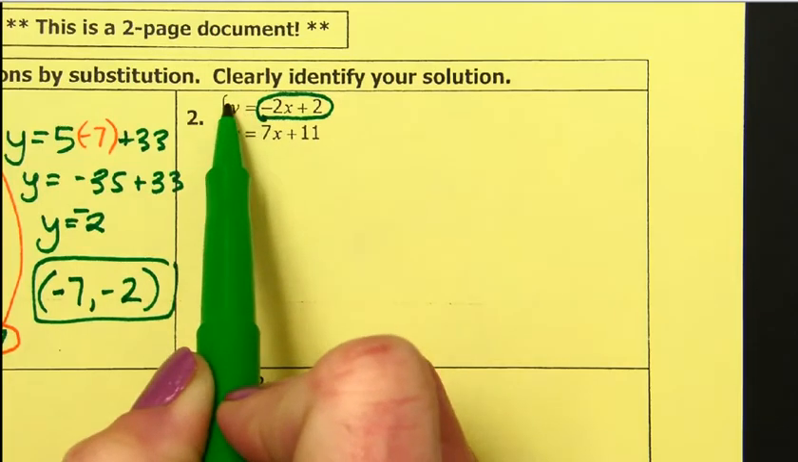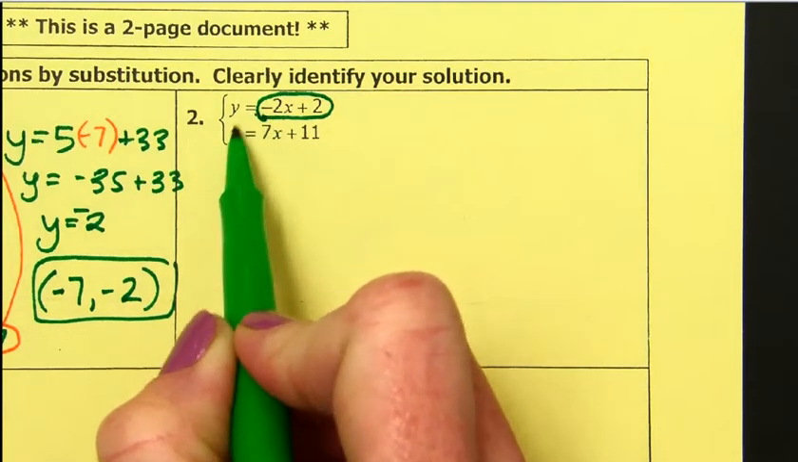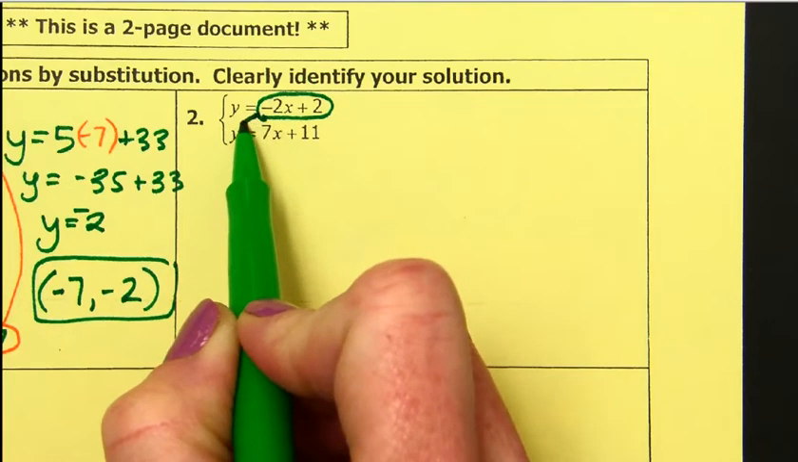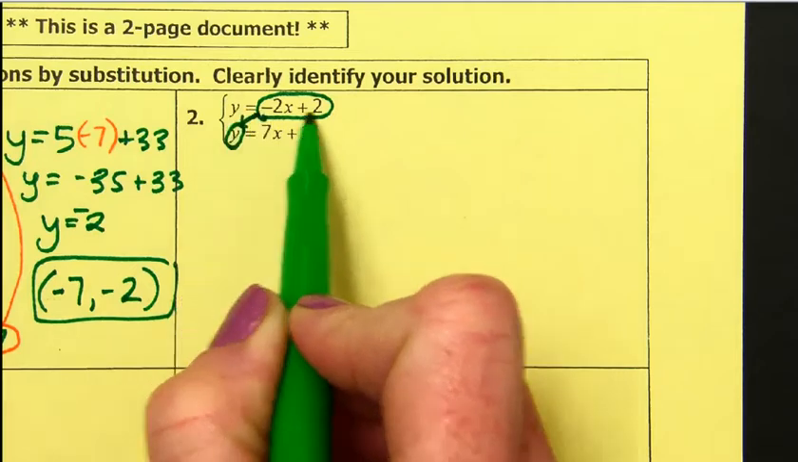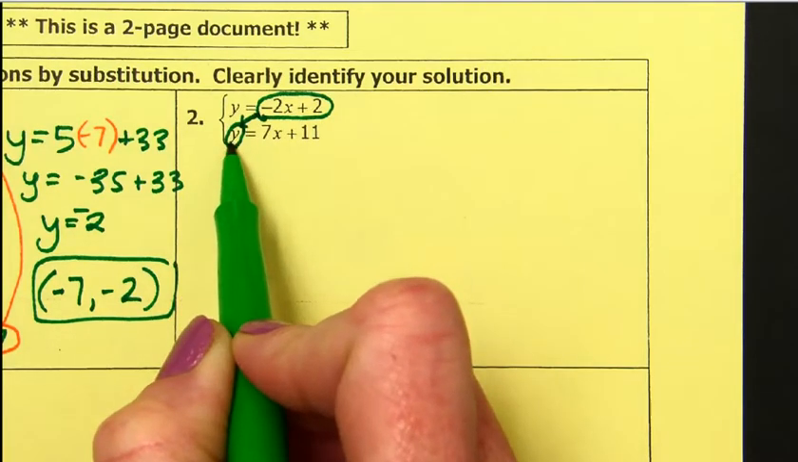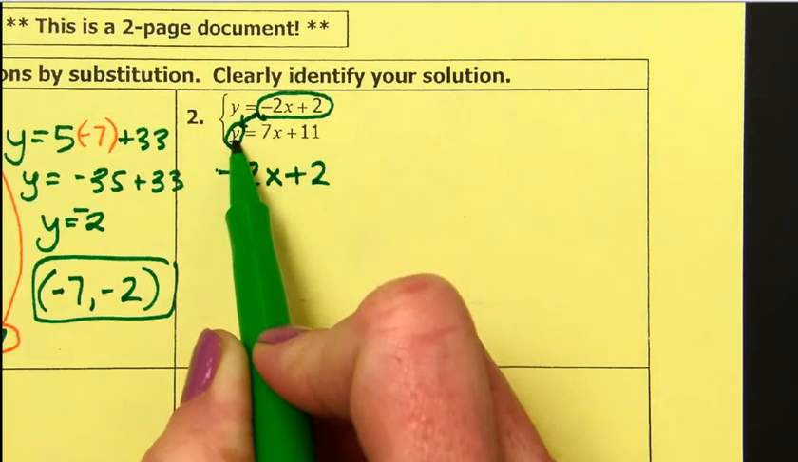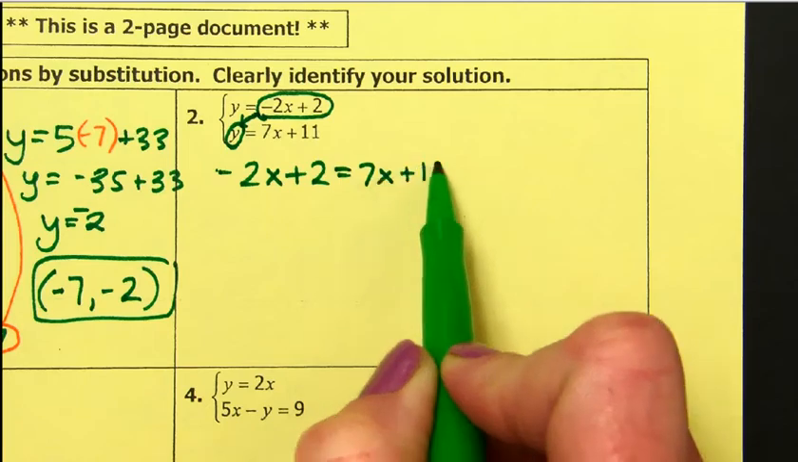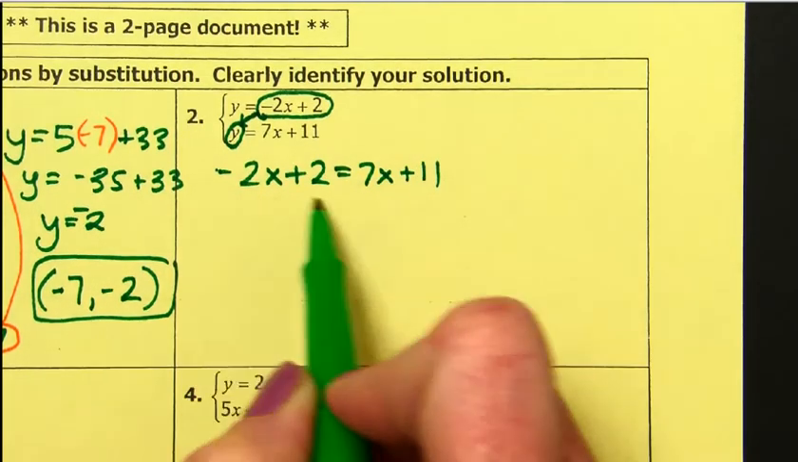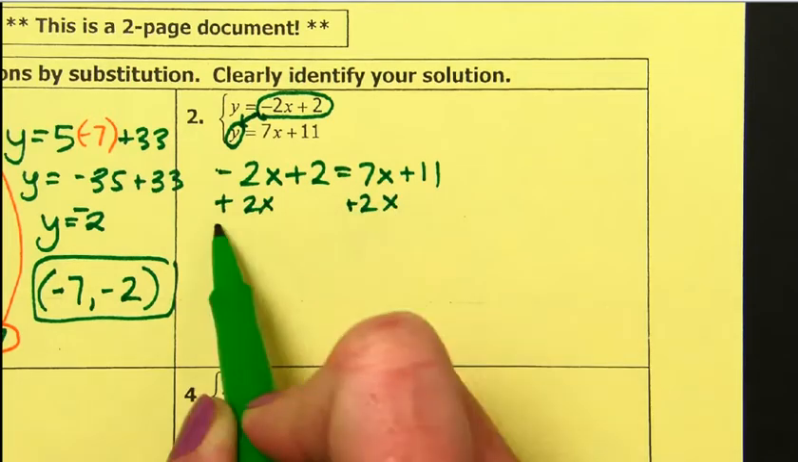So we want to look for the equation that has either y equals or x equals, because then I can substitute. So I'm going to substitute into this y, because y equals this. This y must also equal that. So I get negative 2x plus 2 instead of this y equals 7x plus 11. Then we're going to go ahead and solve, get the x's to one side and the y's to the other.